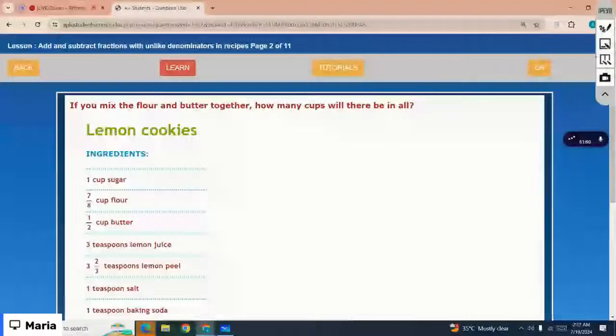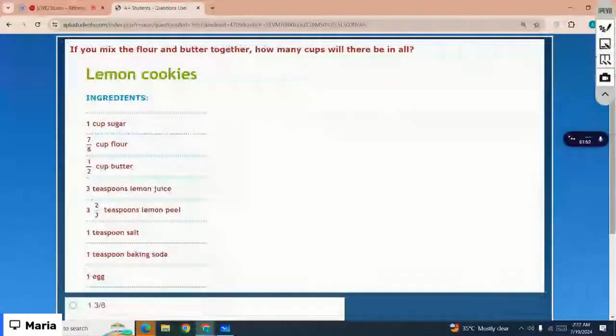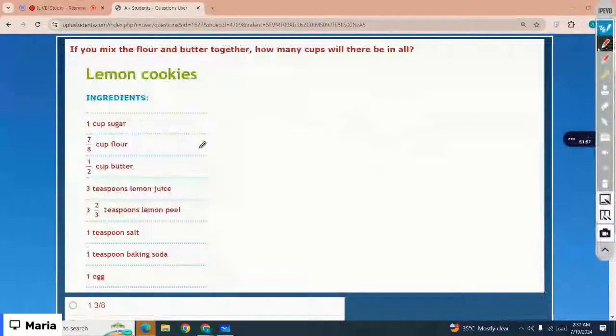If you mix the flour and butter together, how many cups will there be in all? So you need to add flour, that is 7 over 8, and butter, that is 1 over 2. So now we need to add. So which is the correct option?